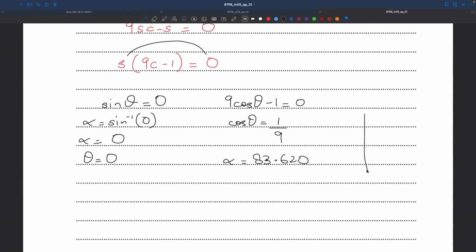83.620. And when you make it in the quadrant, because we cannot go beyond 90, we'll make it only in the first quadrant, which is the positive quadrant for all sine, cos, and tan. So your final answer will be 83.6 and 0. These two would be your final possible answers.